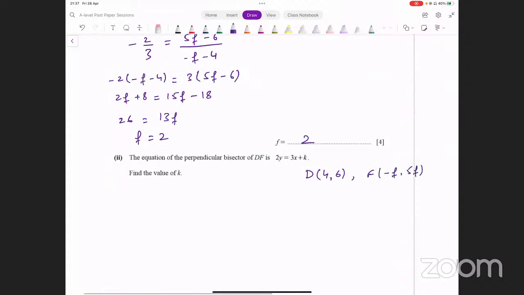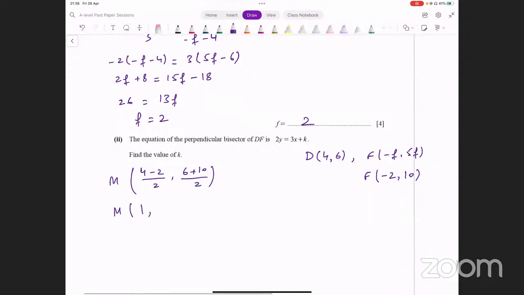अगर हम ये f की वैल्यू यहाँ पे input कर दें, what do they become? f की वैल्यू 2 है. So the coordinates turn out to be minus 2 and 5 into 2 that's 10. ये हमारे पास f के कोऑर्डिनेट्स आ जाते हैं, ठीक है। अब इनका मिड पॉइंट निकाल लेते हैं। मिड पॉइंट क्या होएगा, x1 plus x2 over 2, that's 4 minus 2 over 2. y1 plus y2 over 2, that's 6 plus 10 over 2. The coordinates of m therefore turn out to be 2 over 2, which is 1, 16 over 2, that's 8.